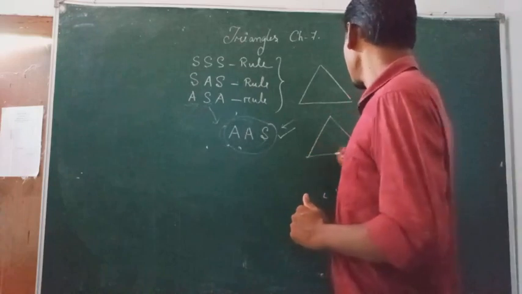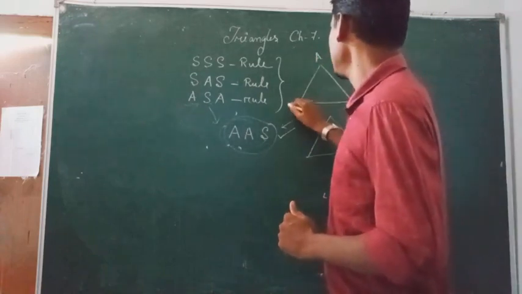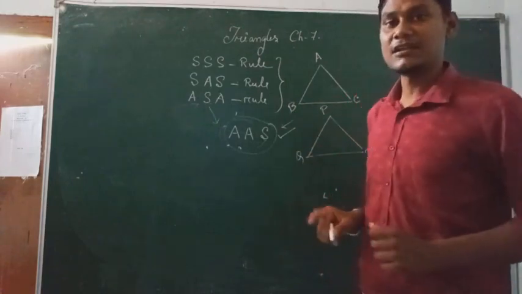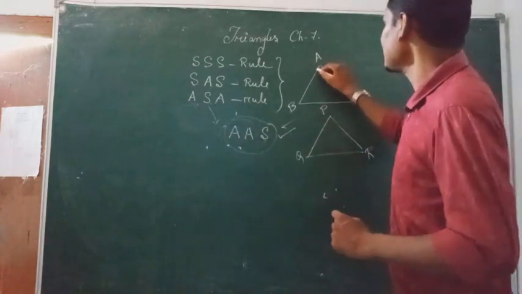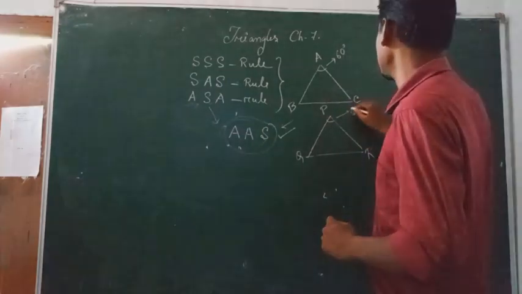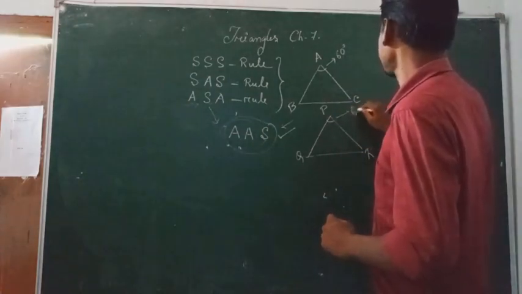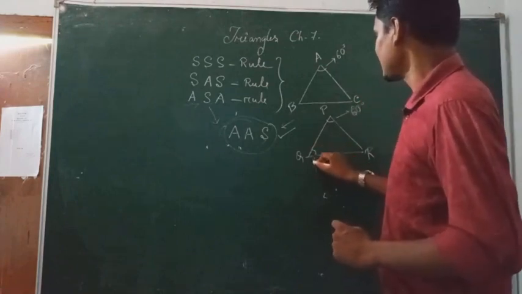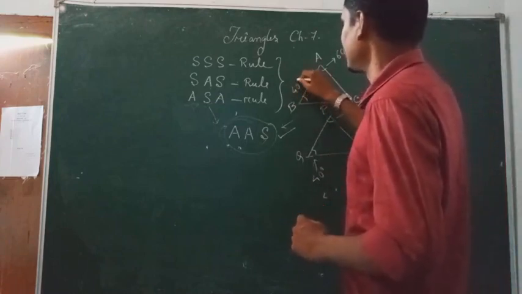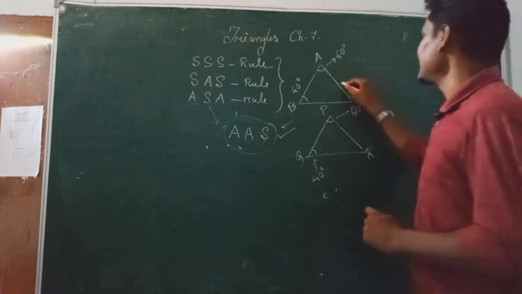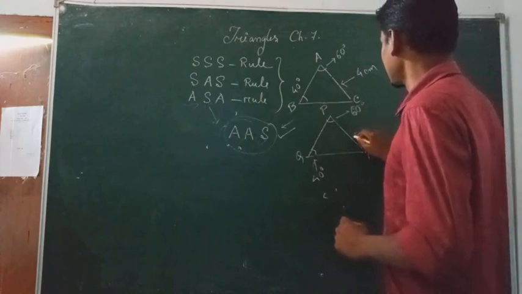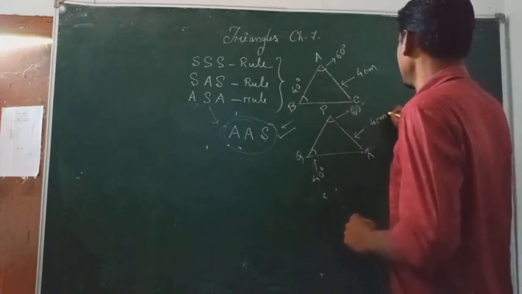So now say in two triangles, ABC and PQR, in triangle ABC and triangle PQR, this angle A is 60 degrees. This angle P is also 60 degrees. This angle B is 40 degrees, this angle Q is also 40 degrees, and the side AC is 4 centimeters, and the side PR is also 4 centimeters in length.